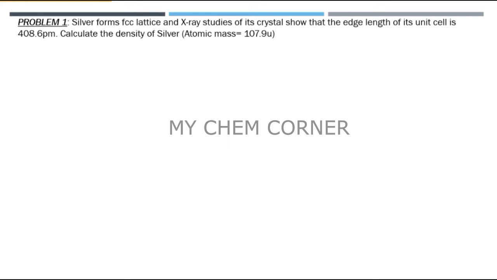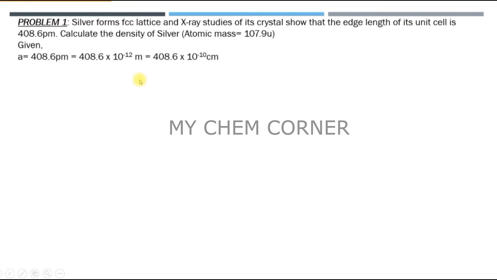The first problem is: silver forms an FCC lattice, and an X-ray study of its crystal shows that the edge length of its unit cell is 408.6 picometer. Calculate the density of silver, whose atomic mass is 107.9. These are the pieces of information given to us in the question. Let's put them down in the solution so that we are not confused when we substitute.